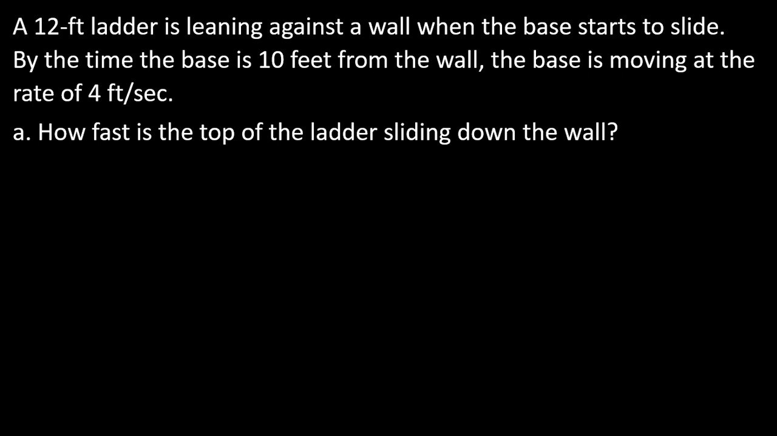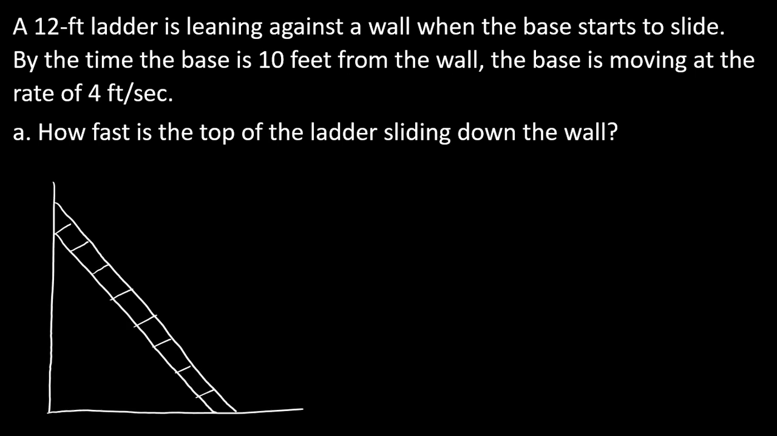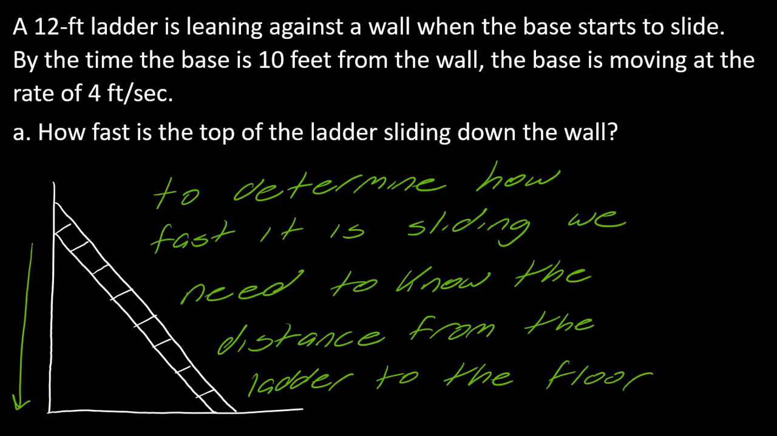With all related rates problems, you always want to have a picture. So here's the situation. Once you have that picture, the next thing you want to do is figure out, in the context of the question being asked, what is relevant about this picture? What do we really want to be thinking about? This is talking about how fast the top of the ladder is sliding down the wall. So that's talking about this, right? This downward motion from here coming down.